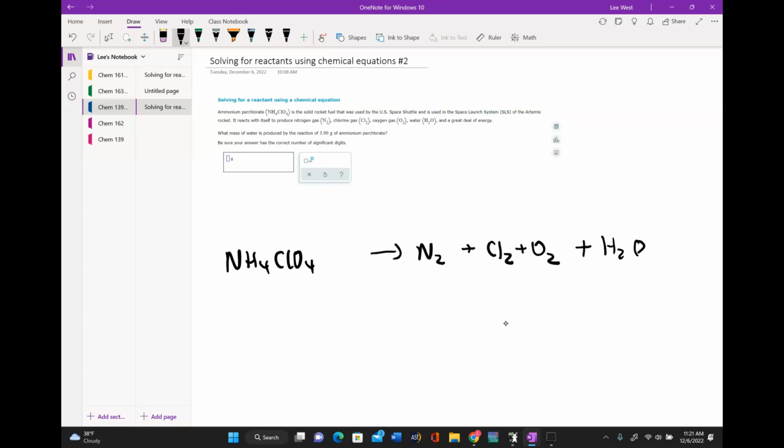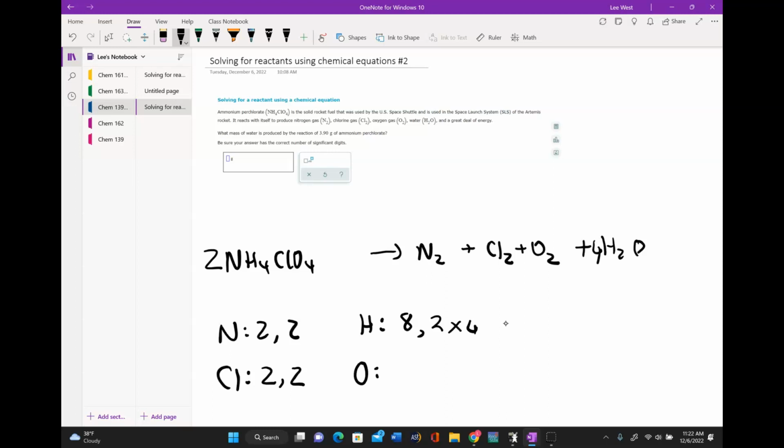I think the thing that I see first of all is that there's going to be 2 nitrogens, so we need 2 of the ammonium perchlorates. That takes care of the nitrogens. The nitrogens are now balanced. It also brings the chlorines into balance. But when we look at the hydrogens, we have 8 on the left and only 2 on the right. So I'm going to need to put a 4 in there. And then they now balance.